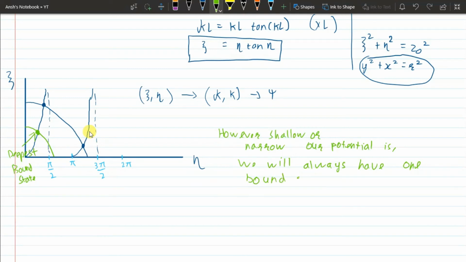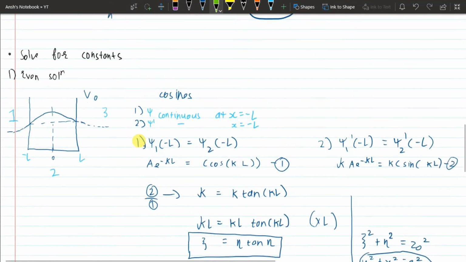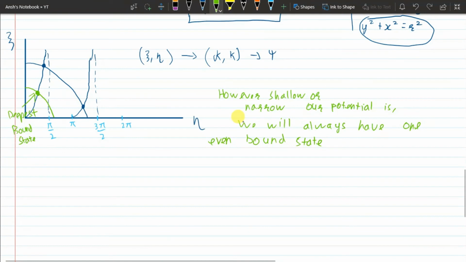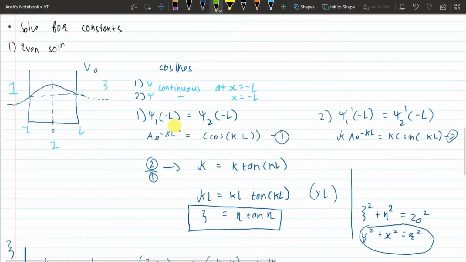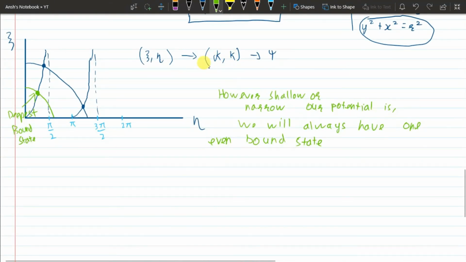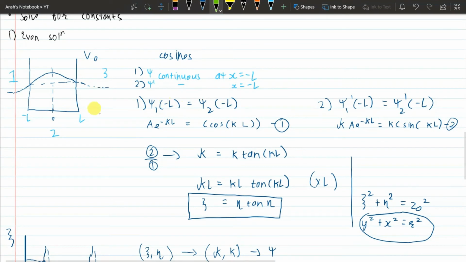I'm sorry, that is one even bound state. Once you have solved this numerically, you've determined xi and eta, and you've determined kappa and k. Given that you have kappa and k, you know that kappa is a non-zero quantity and so is k.